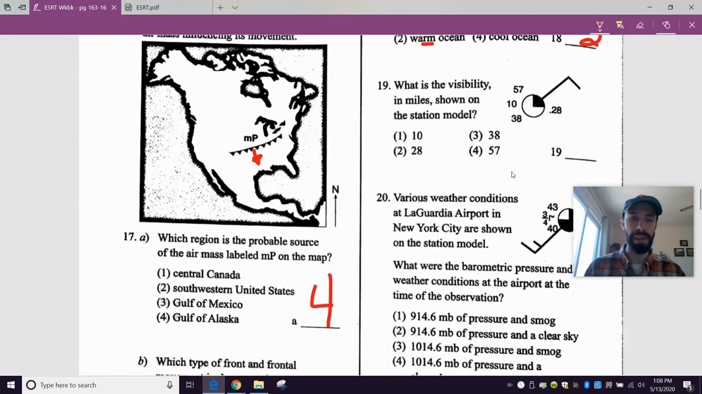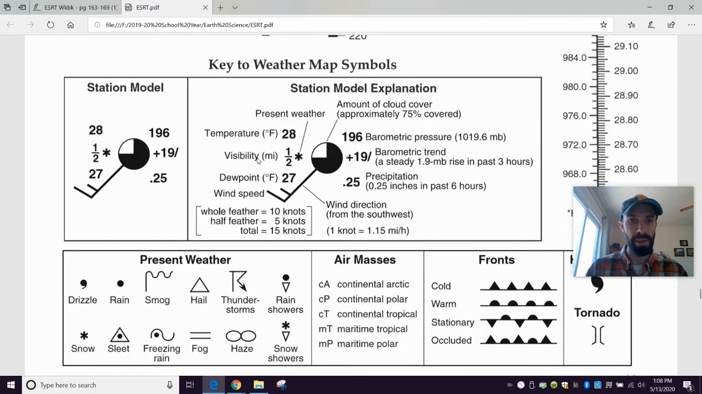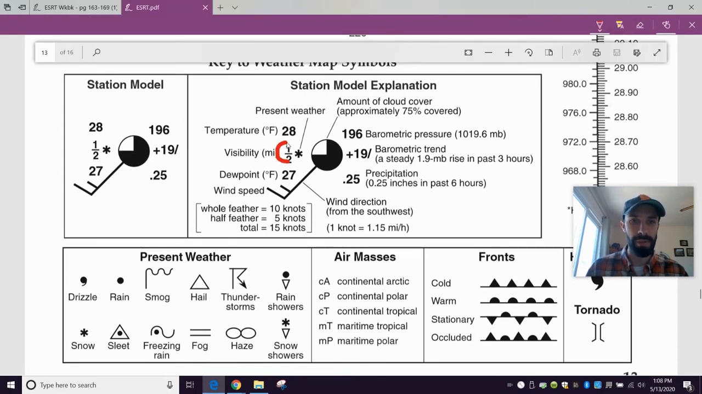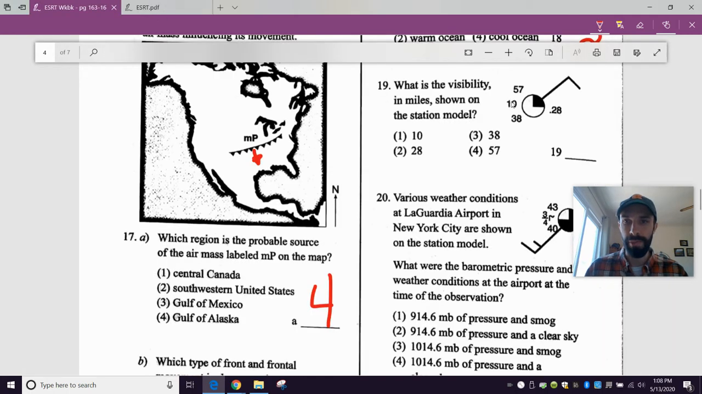Okay, 19. What is the visibility in miles shown on the station model? Well, you got to figure out which one of these numbers refers to the visibility. If you're not sure, you look here on the station model explanation. It says visibility is this middle number right in here. Okay, so we know that this visibility is 1/2 of a mile. And so the visibility here is this middle number. That would be 10. So the answer is number 1.